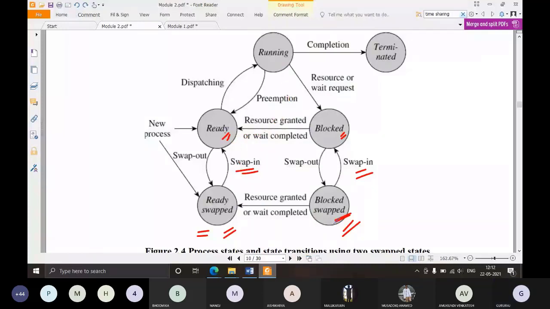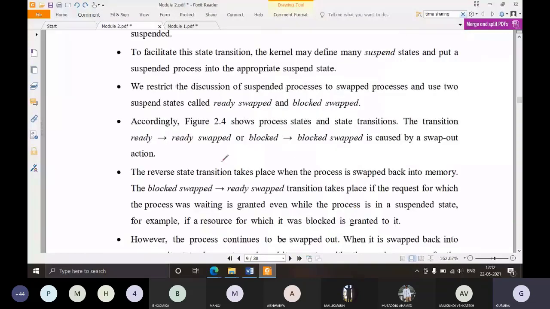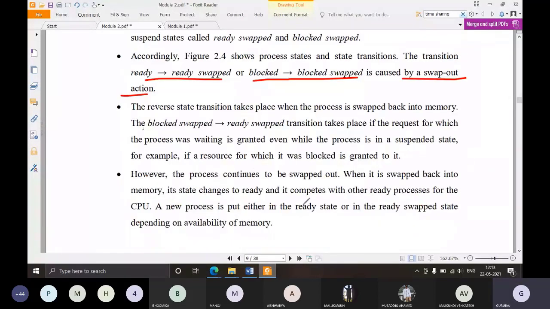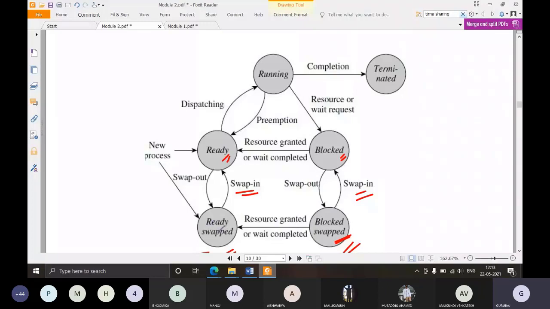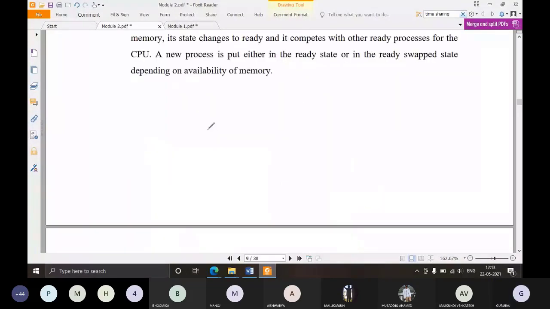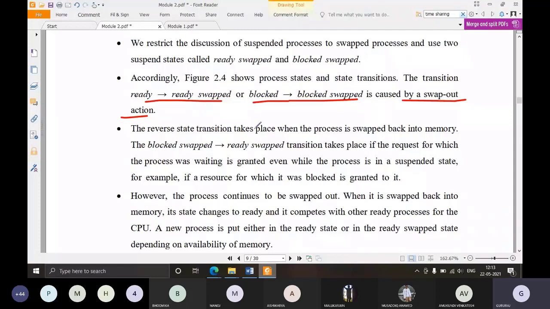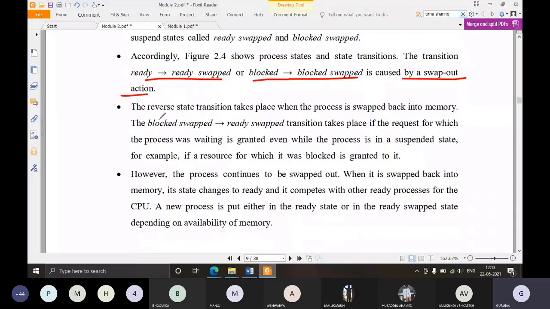So when can such a transition take place? According to that diagram, the transition from ready to ready swapped, or blocked to blocked swapped, is caused by a swap out action. From ready to ready swapped it is swap out, and from blocked to blocked swapped it is swap out. The reverse state transition takes place when the process is swapped back into the memory.